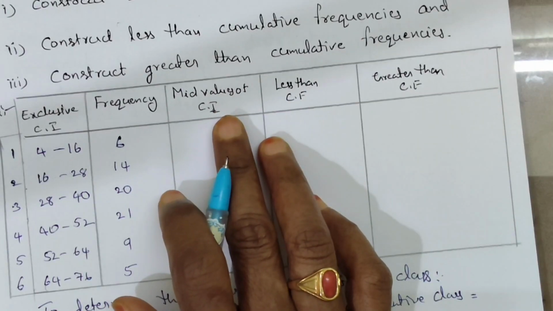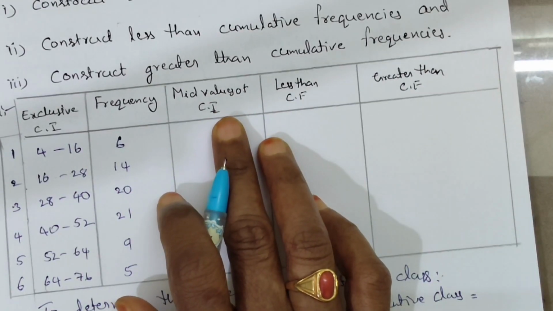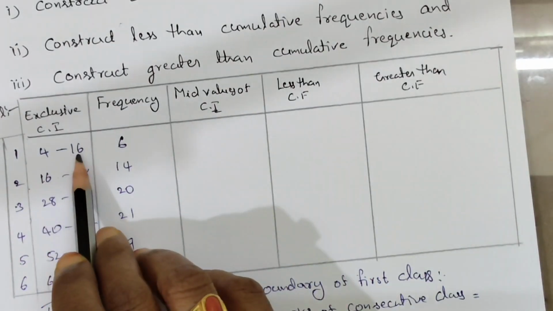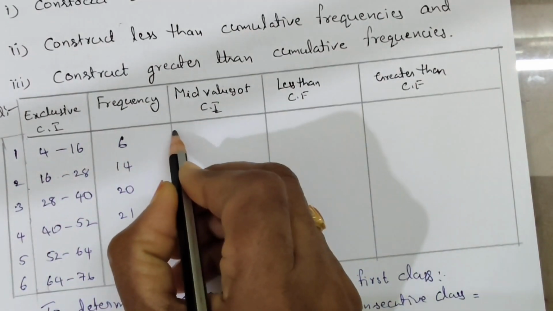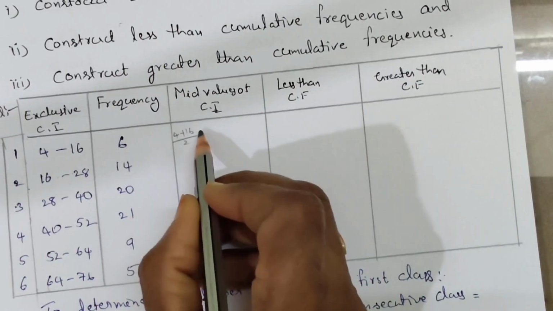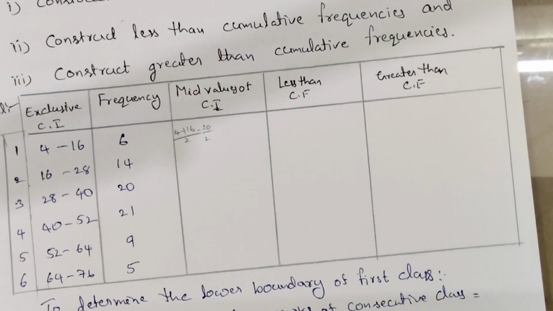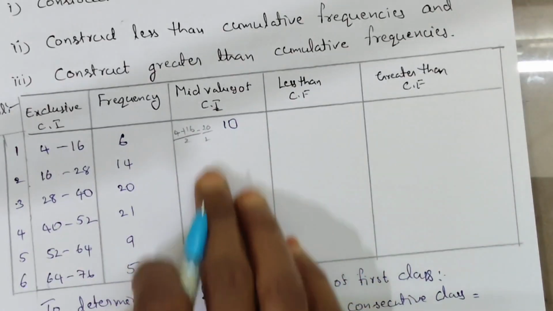The mid value of a class interval is the average of the lower boundary 4 and the upper boundary 16. So 4 plus 16 is 20, and 20 by 2 is equal to 10. Here 10 is the mid value of the class interval. In the same way, we write all the numbers.